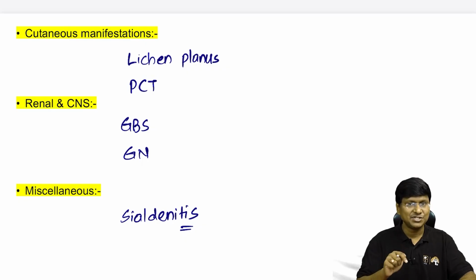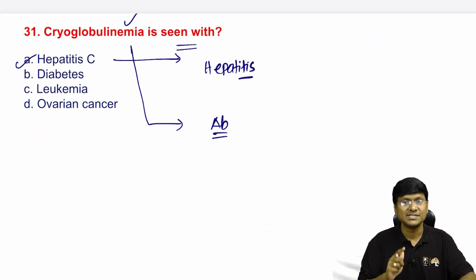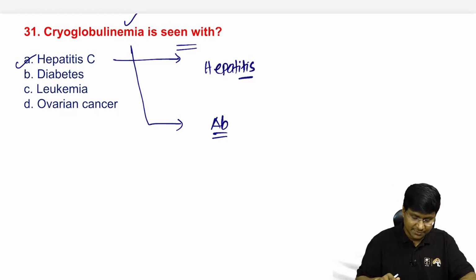So this essential mixed cryoglobulinemia, where do you come across this? It is seen in patients with hepatitis C. Next question.